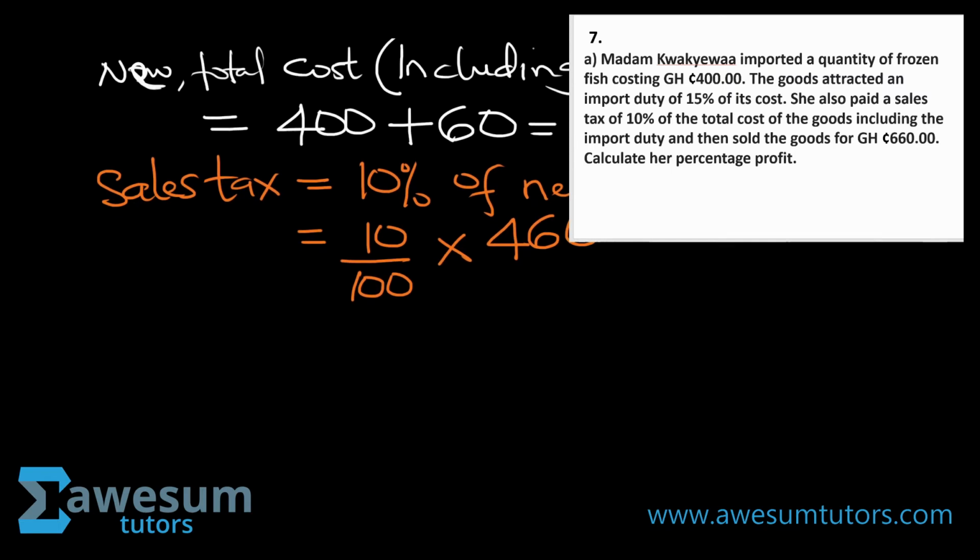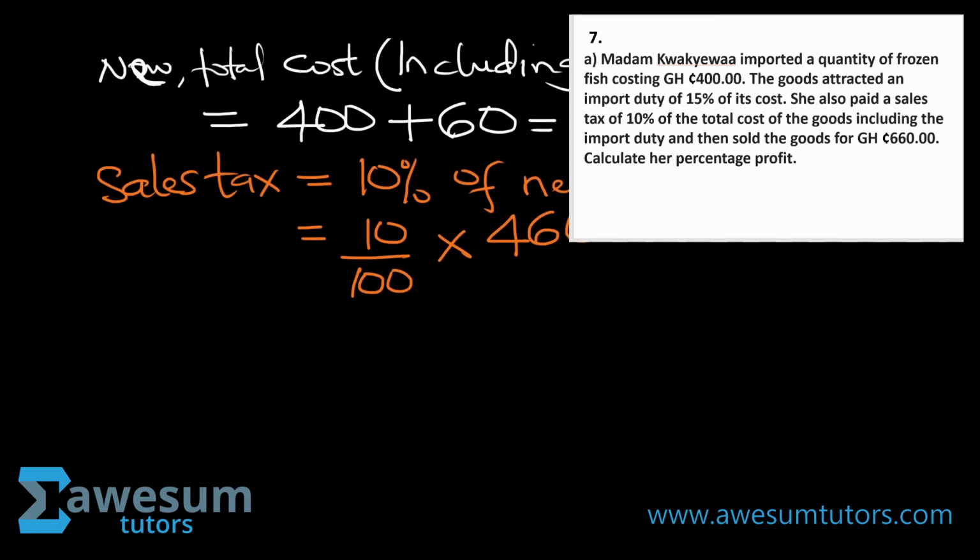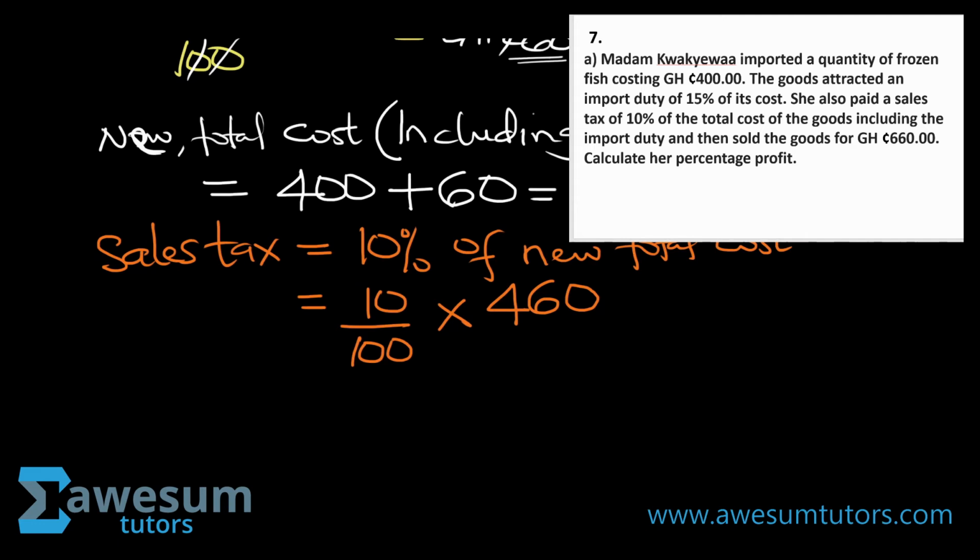Now let us solve this. This zero can cancel this zero, and this can also cancel this. So what I have left is 46 Ghana cedis. So now I have my sales tax to be 46 Ghana cedis.